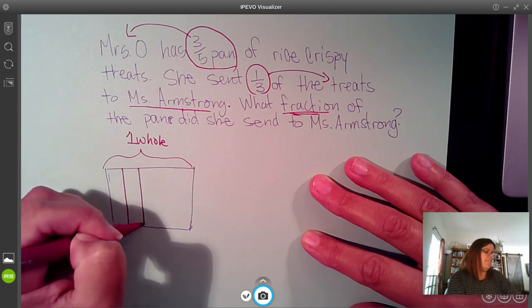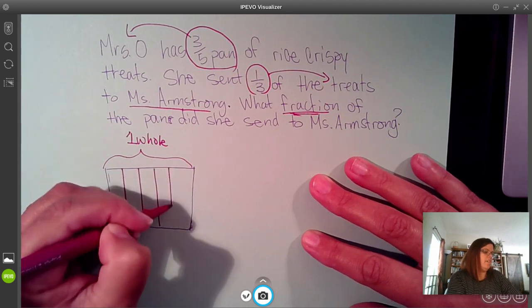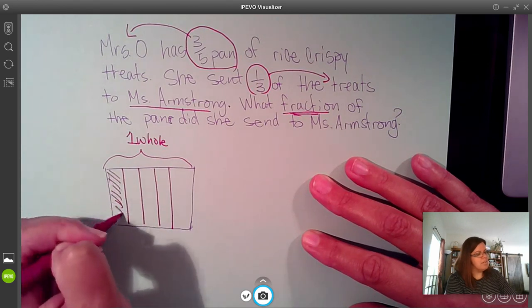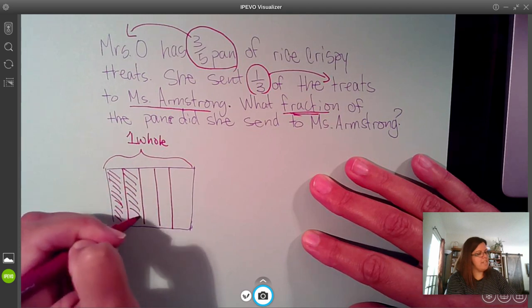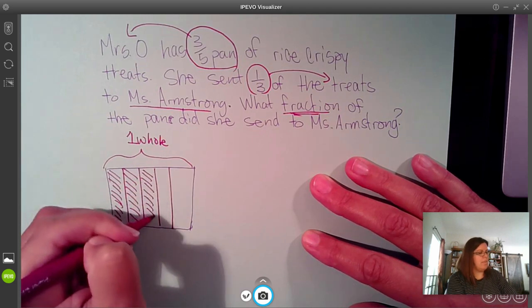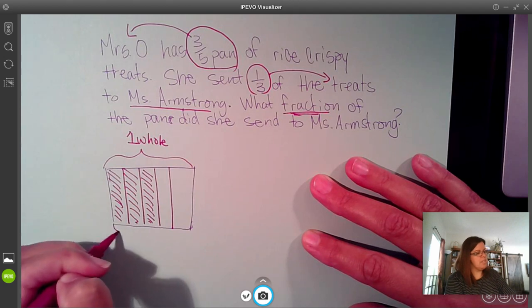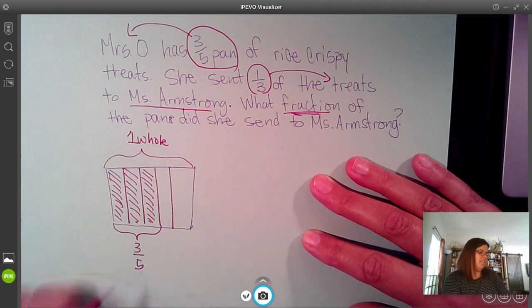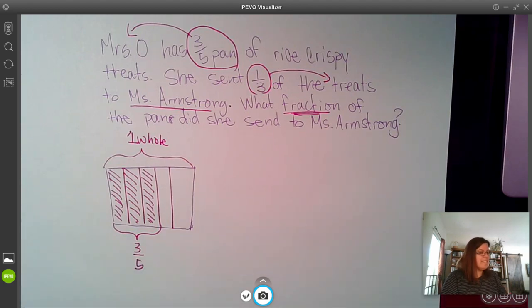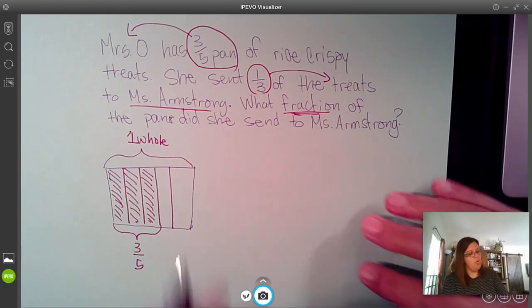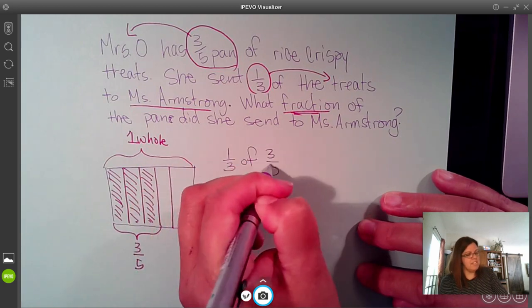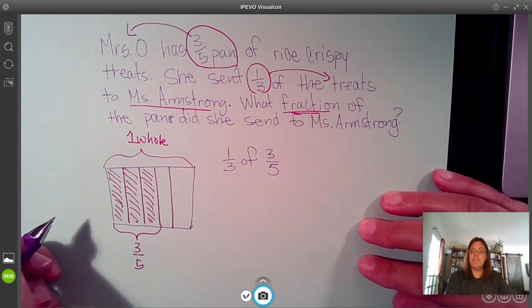Now, apparently I got hungry and I started eating some of these. We're going to pretend that each side piece is equally the same. So what I actually have is 3/5 of the pan. So maybe I ate some, maybe I shared some with my husband. So this is 3/5. Now, I'm going to send 1/3 of what's left of this pan. 1/3 of this 3/5 is what I'm going to actually give to Miss Armstrong.